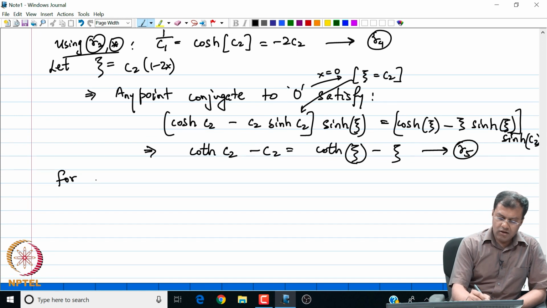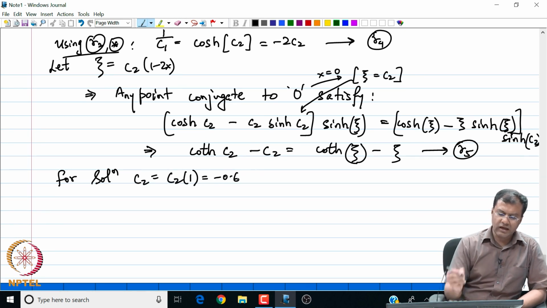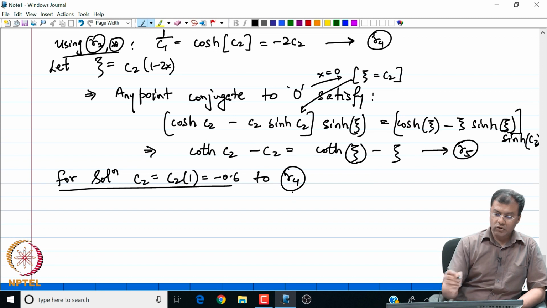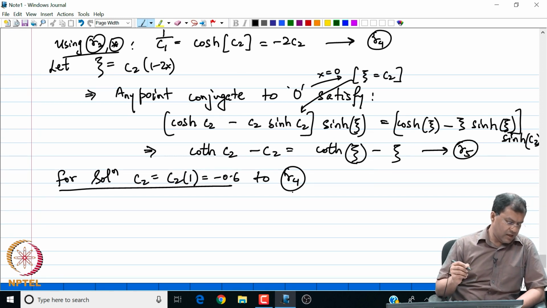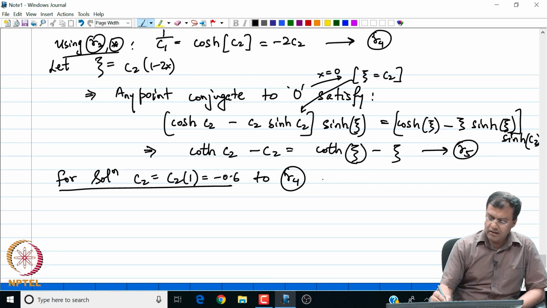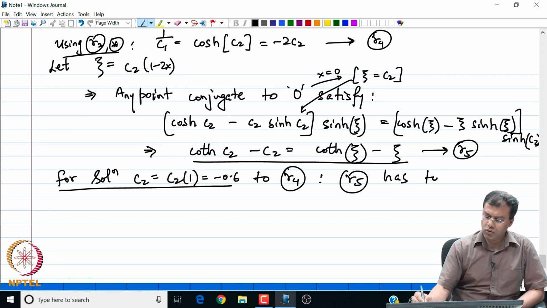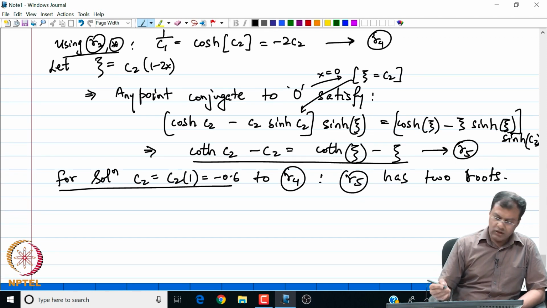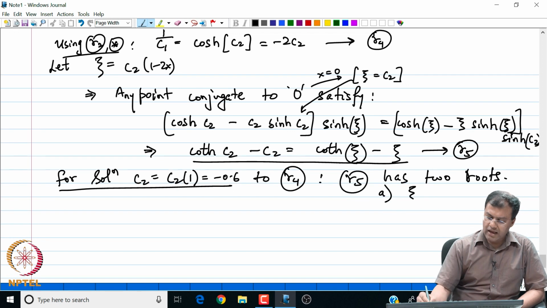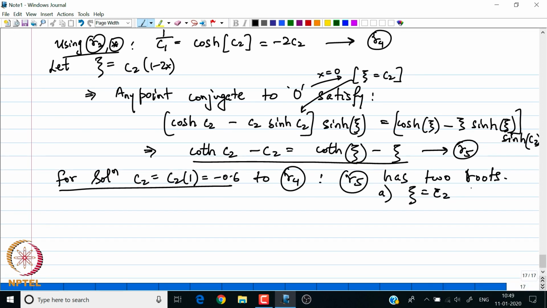So, for my solution C2 given by C2 of 1, which is minus 0.6, right. For this solution to my R4, there are two solutions, remember that. For the first solution, I can immediately see that R5, this conjugacy condition, has two roots, right. Well, one of the roots is xi being C2 itself, that is corresponding to when x is 0.